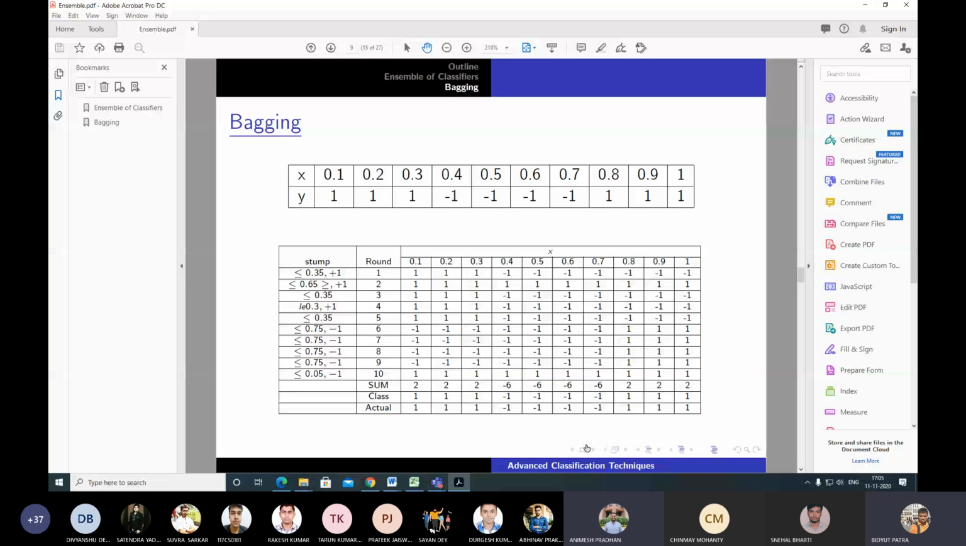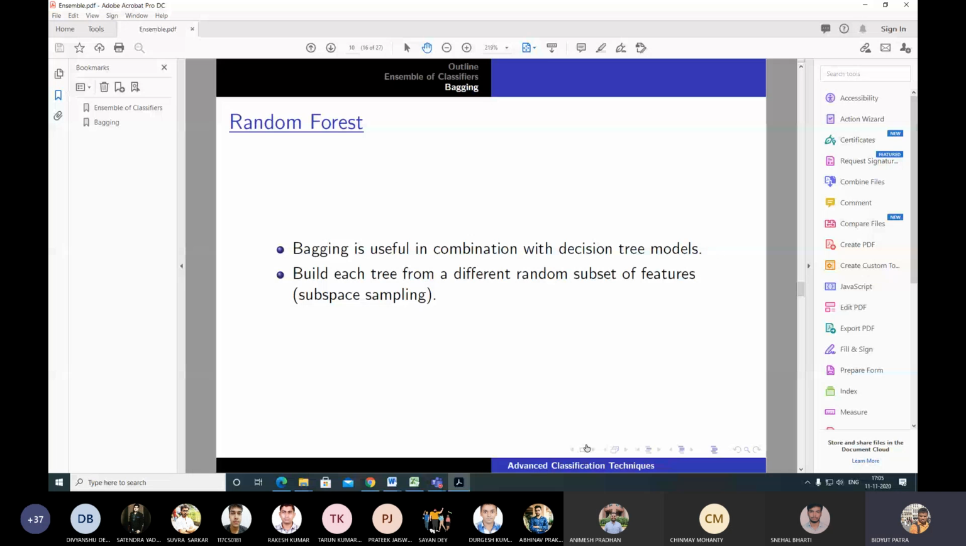So if you understood rightly, now I have only one slide. It is something called random forest. Bagging is useful in combination with the decision tree. What you do is build each tree from a different random subset of the features. Now it is a little different from earlier. Build a bootstrap sample by sampling with replacement. So that is the same as the earlier one.